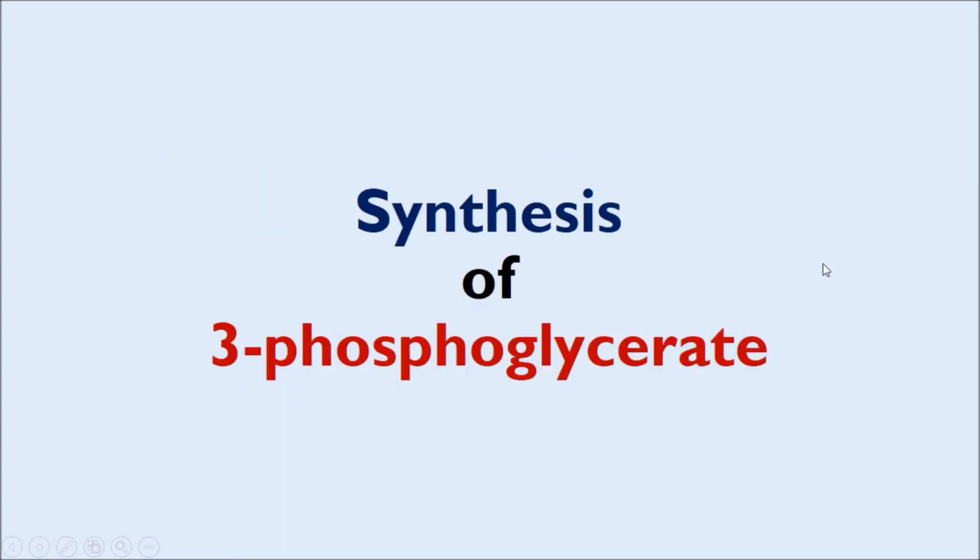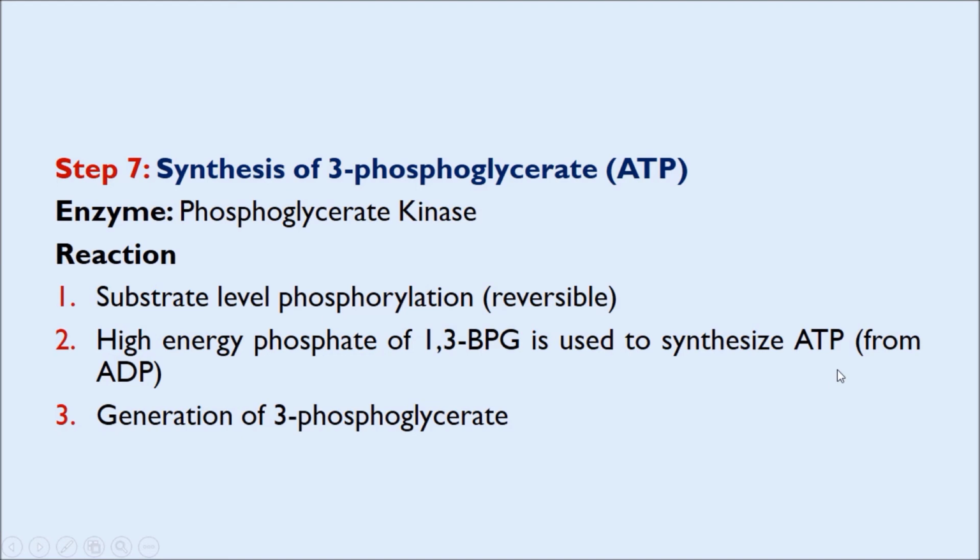So the next step, that is the substrate level phosphorylation step, is the synthesis of 3-phosphoglycerate from 1,3-bisphosphoglycerate. It is catalyzed by the enzyme phosphoglycerate kinase. Kinase means the synthesis of ATP from ADP, or ADP is phosphorylated to form ATP. The reaction is substrate level phosphorylation and is reversible. In this step, the high energy phosphate of 1,3-bisphosphoglycerate is used to synthesize ATP from ADP with the generation of 3-phosphoglycerate.